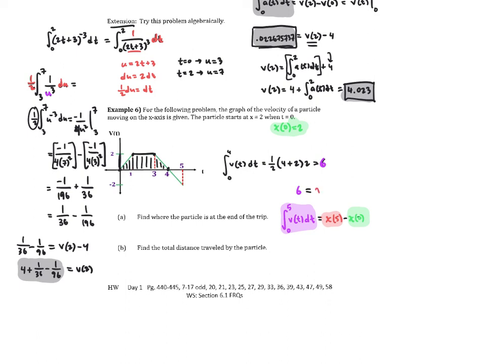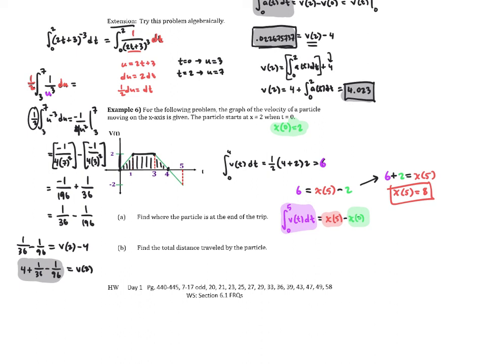Okay, x at 5, our position at time 5. Well, we don't know that yet, but we can do a pretty simple algebraic equation to solve for it. So 6 plus 2 will equal x of 5, or our position at time 5. So it looks like the position of the particle after 5 units, could be any units, will be 8. Ooh, my bad. Wrong. Let's back that up.